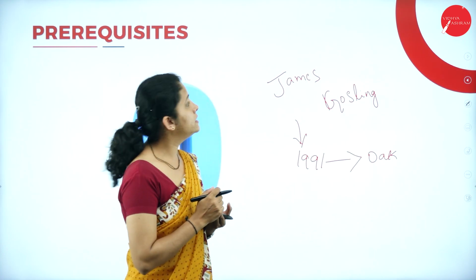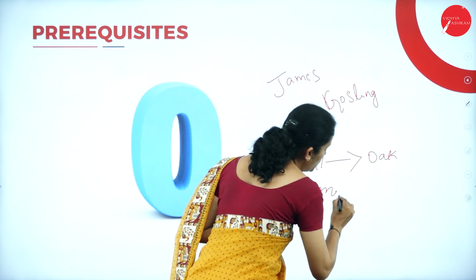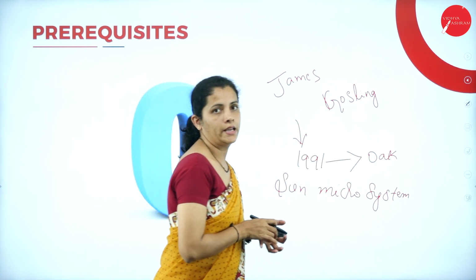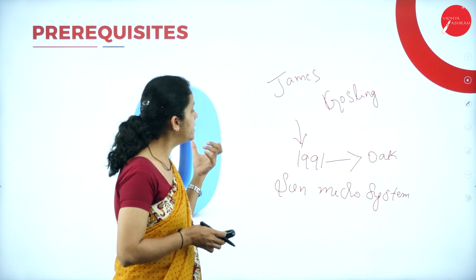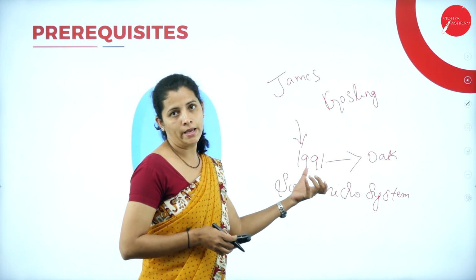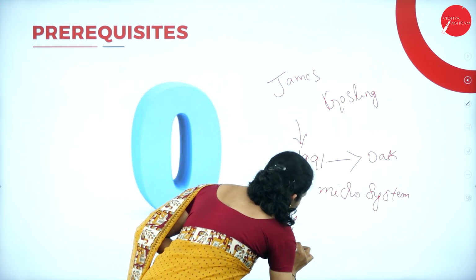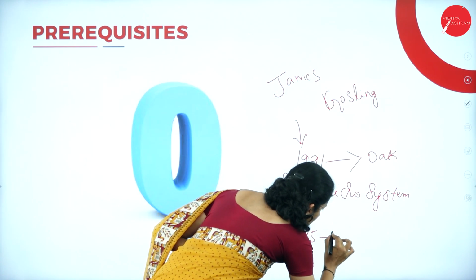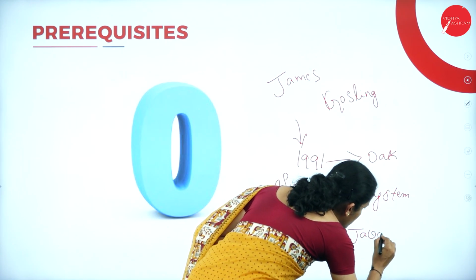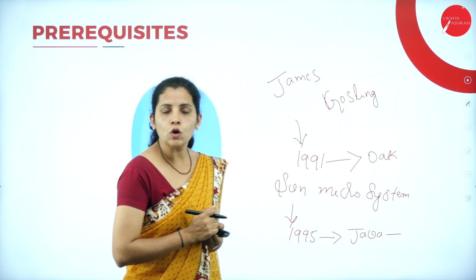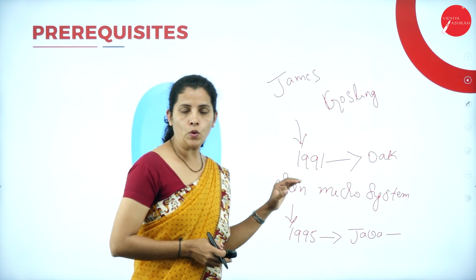And where was it developed? It was developed by Sun Microsystem. I repeat, the Java programs were initially developed by Sun Microsystem, and later in the year 1995, VOYAC was renamed Java by the company Oracle Corporation. So this is the history of Java programming.